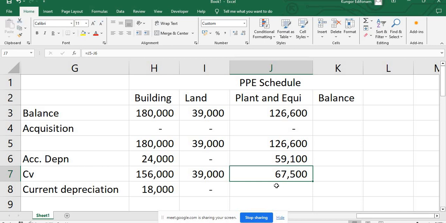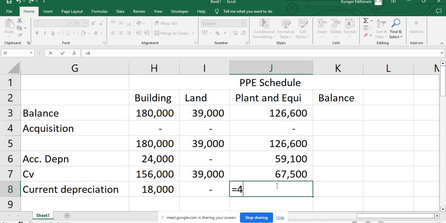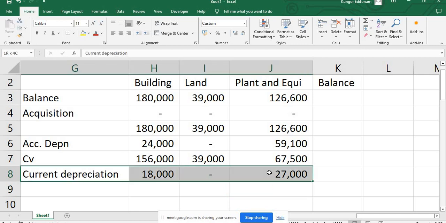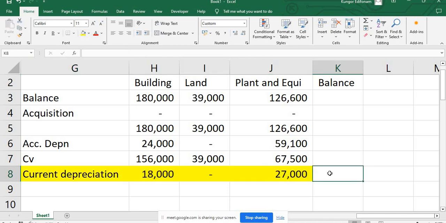Okay, so we charge 40%, so that will be equal to 40% on the current value. So that's how reducing balance works. Whatever is reduced to, you calculate on the current reduced amount, and then you move on. So this will be it. Then we will have 27,000 as the current year's depreciation.